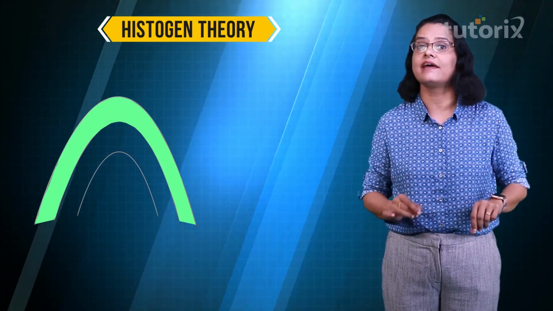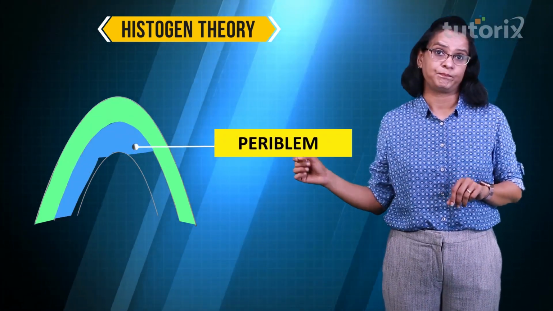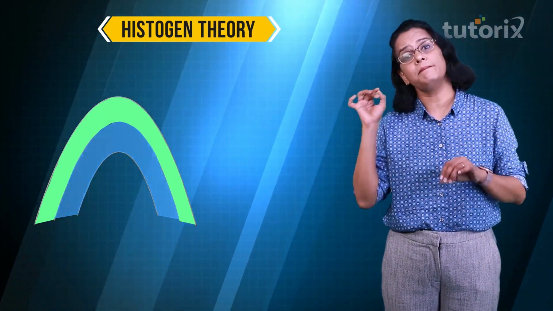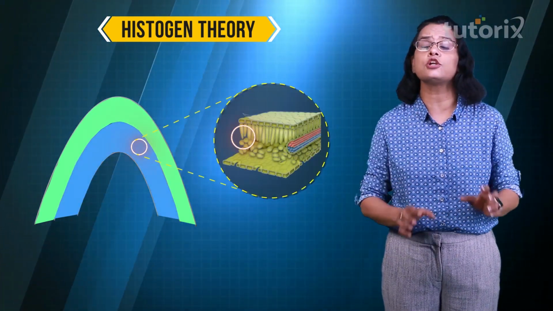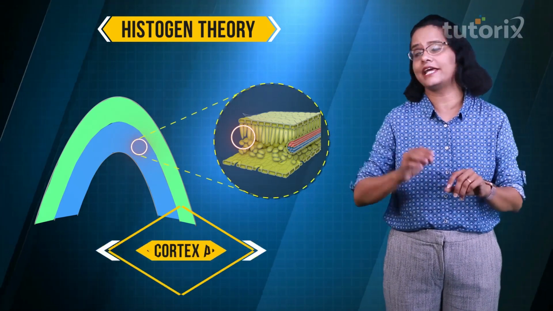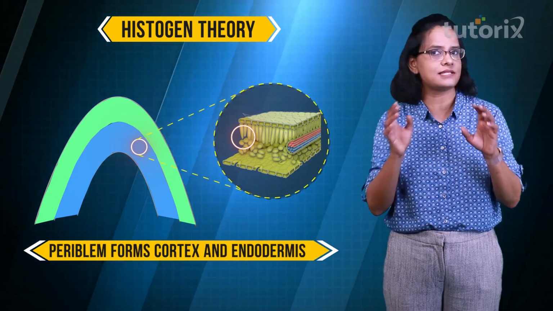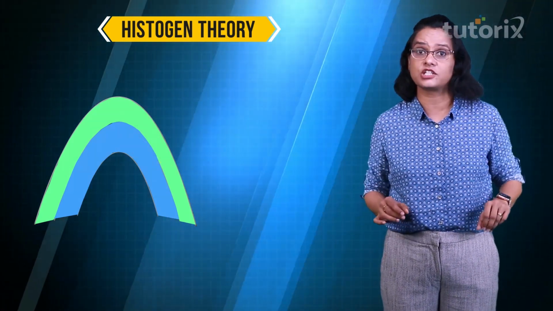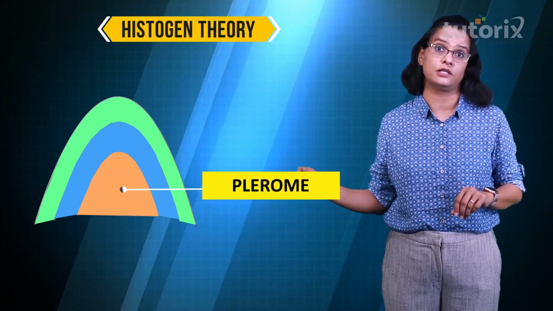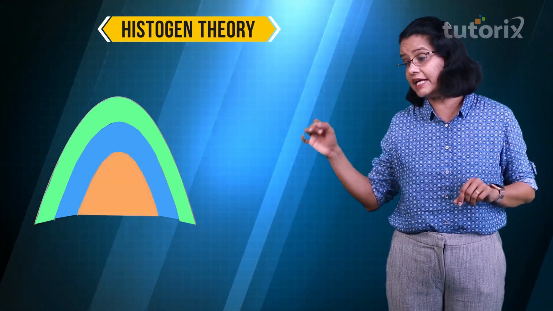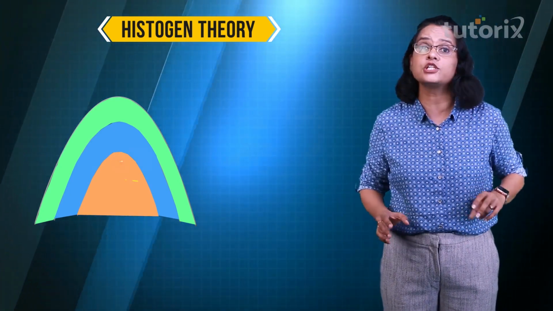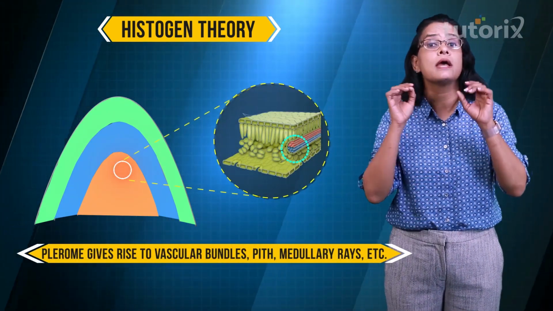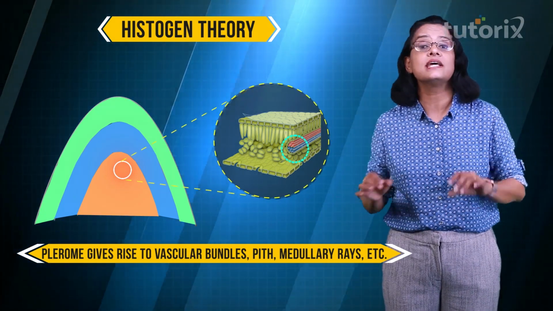The next layer is the periblem. Guys, the periblem is the middle layer, and this middle layer is responsible for formation of middle regions of plant like the cortex, endodermis, etc. The last region is the plerome region. The plerome is the innermost region and it is responsible for formation of vascular tissues, pith, medullary rays, etc.